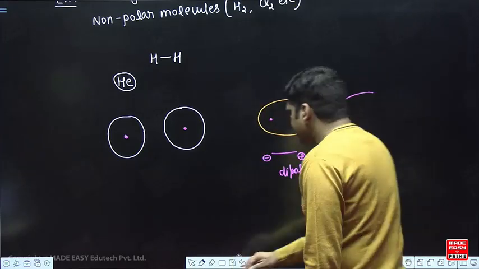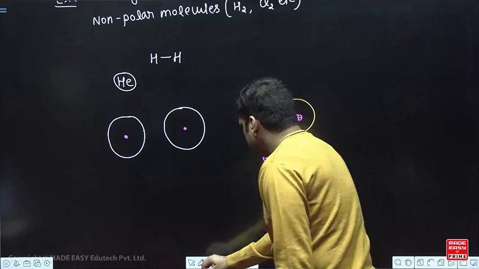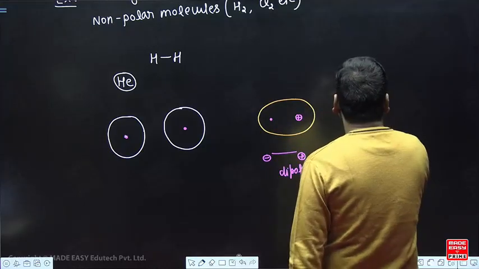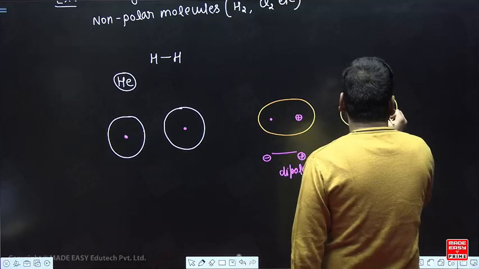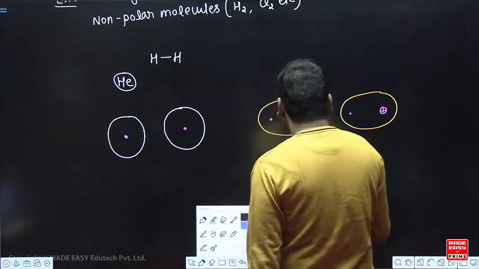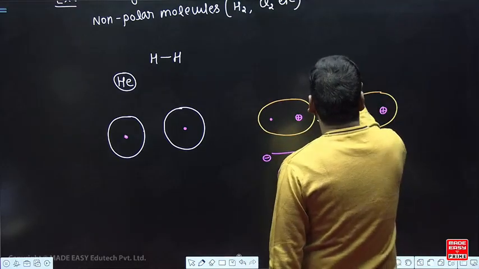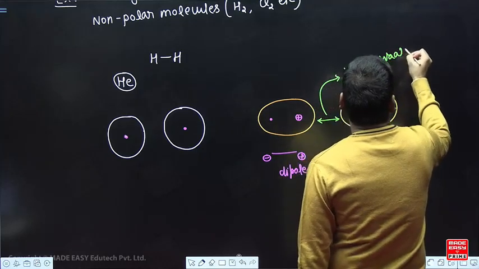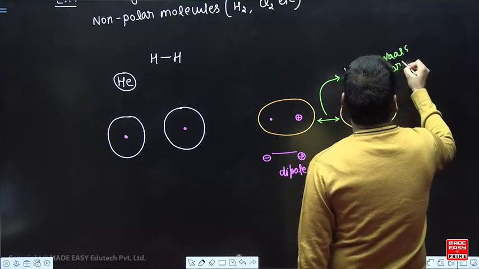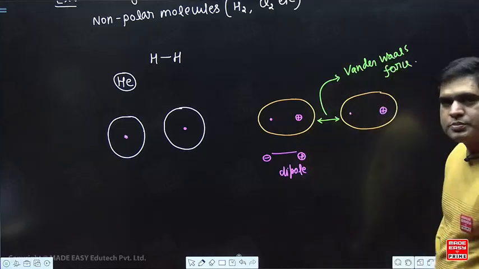A similar type of dipole is formed in the other element also. So a similar dipole will be formed in the neighboring elements. These dipoles will attract each other. And the force between them is known as van der Waals force.